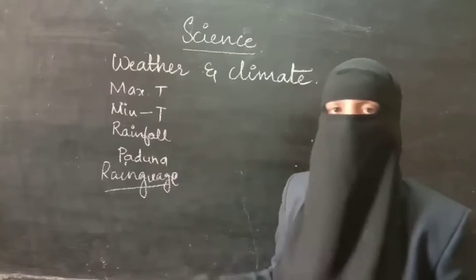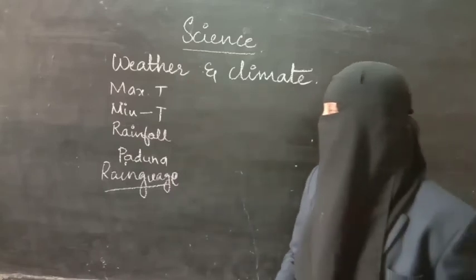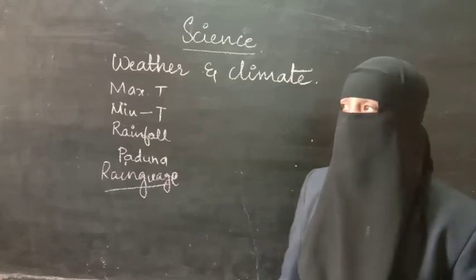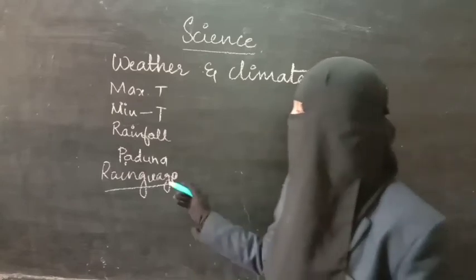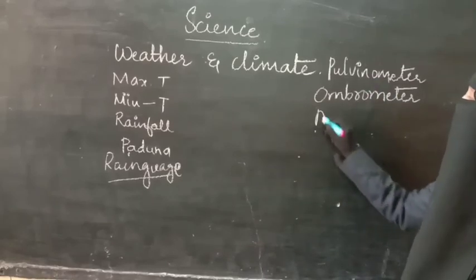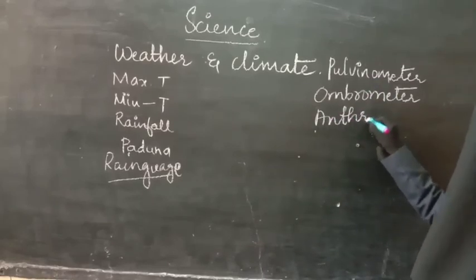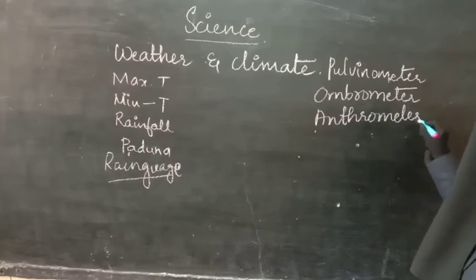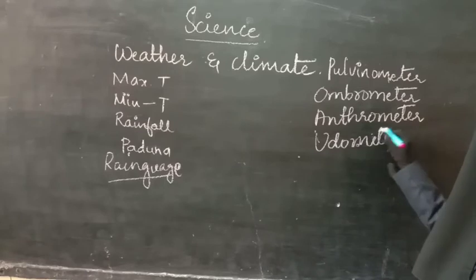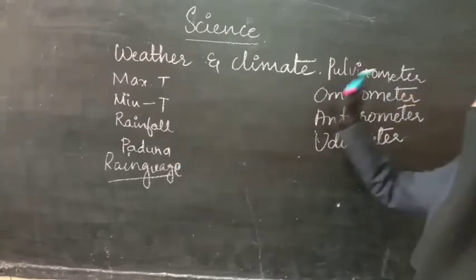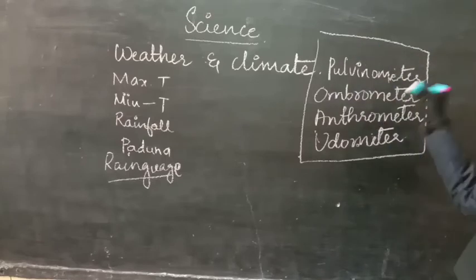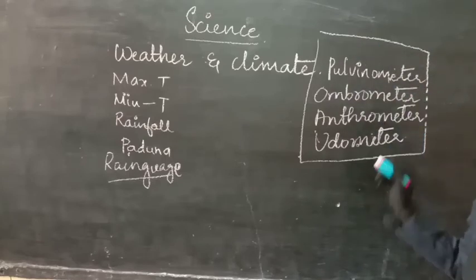How do we use thermometers to measure temperature? In the same way, to measure the magnitude of rainfall, a rain gauge is used. A rain gauge has alternate names: it can also be called pluviometer, ombrometer, udometer and eudometer. Rain gauge can be called by any of these names. What are the alternate names of rain gauge? Pluviometer, ombrometer, udometer or eudometer.